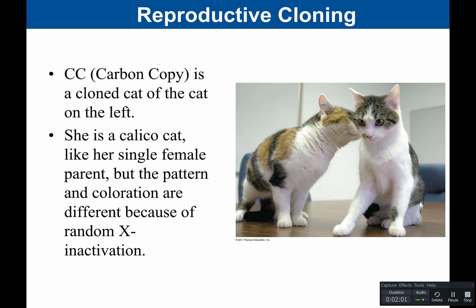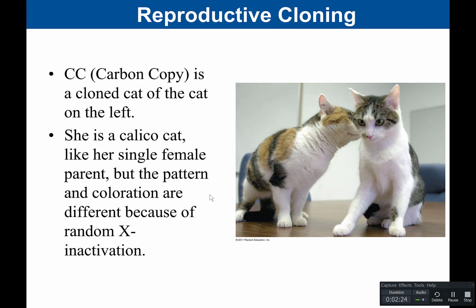So an example of reproductive cloning, CC, which stands for carbon copy, is a cloned cat of the cat on the left. So here's the clone, here is the parent. She is a calico cat like her single female parent, meaning she's not the result of sexual reproduction, but instead just a clone of the parent.